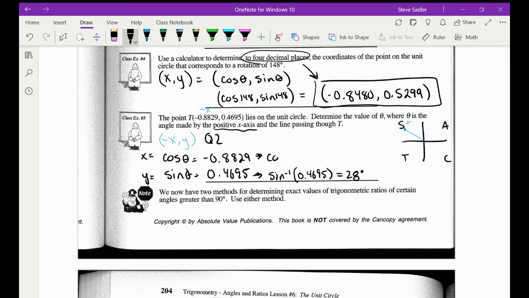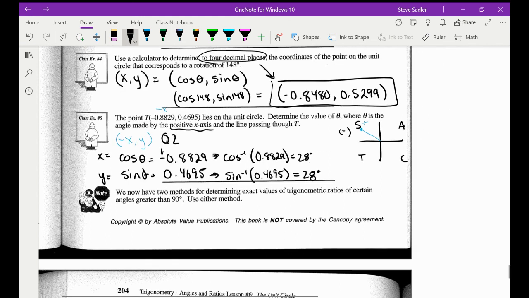We can also do inverse cos, but you have to be careful with cos because cos is going to be negative in our second quadrant, or quadrant 2. So you just want to take the positive value of that. That negative is determined by the quadrant, and that will also give you 28 degrees.